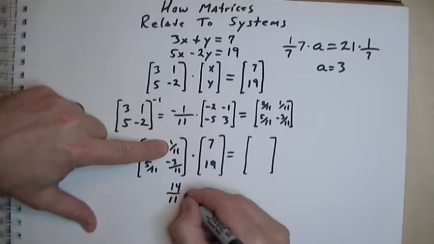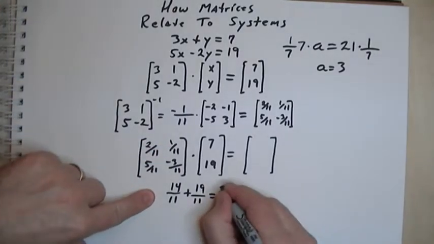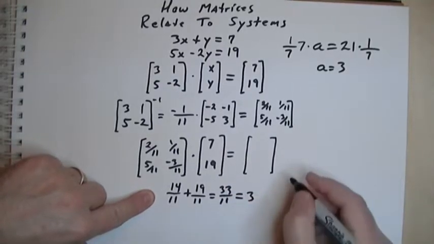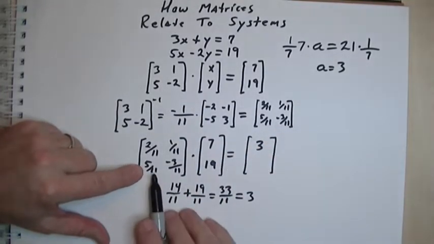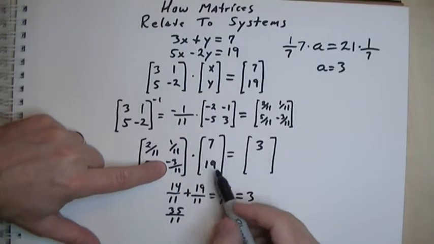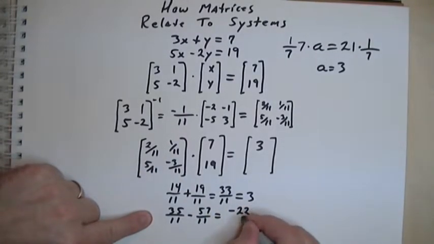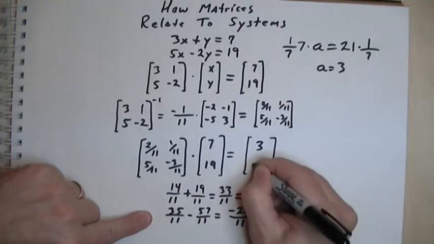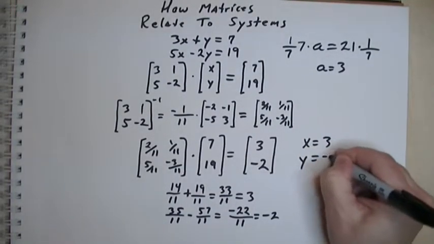14/11, and here I'm going to have 19/11, which I'm going to add together, and that actually gets me 33/11. 33/11 is just 3. So I've already found one of the two solutions, or found the x solution anyway. Now let's go ahead and take this row times this column. 5/11 times 7 is 35/11. Then I'm going to subtract 3 times 19. It would be negative 57/11. So I'm going to subtract 57/11, and that gets me negative 22/11, which is just negative 2. So now I know that my x is 3 and my y is negative 2.